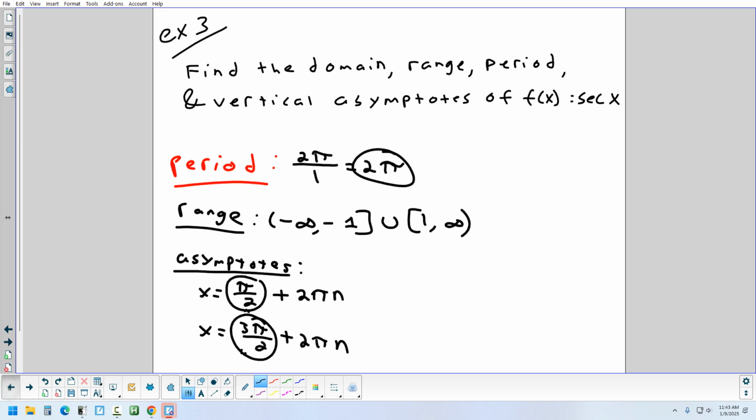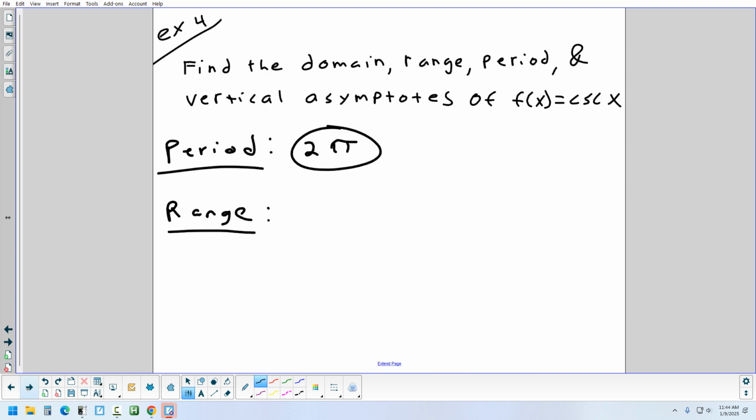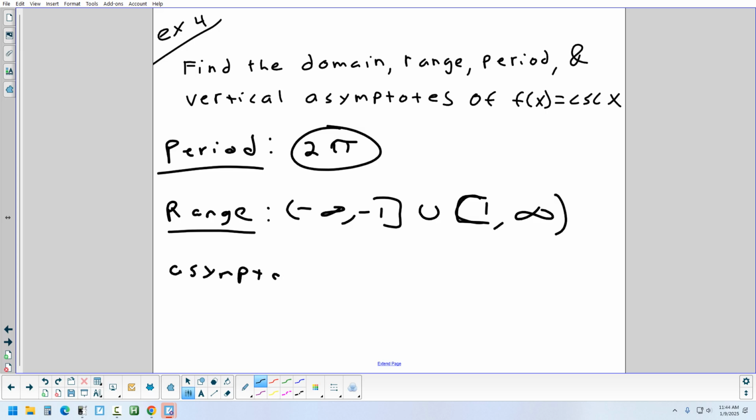Okay, so cosecant. How does the range of cosecant compare to the range of secant? Same. It's the same. So I'm just going to write that. Same range. So negative infinity to negative 1, 1 to infinity. Okay, range. Asymptotes. First, how many asymptotes are there per cycle in cosecant? 2. So we need to write 2 answers.